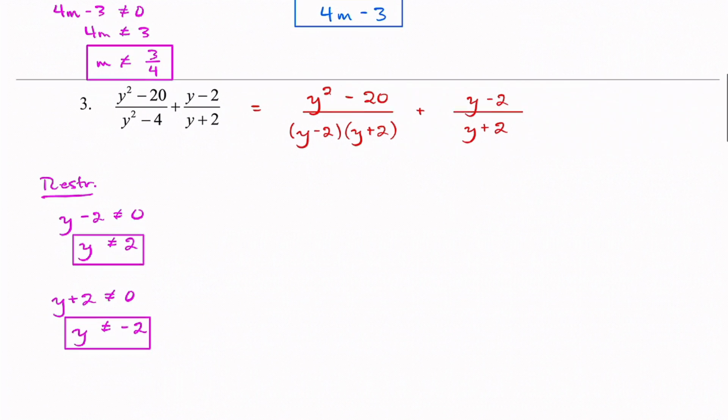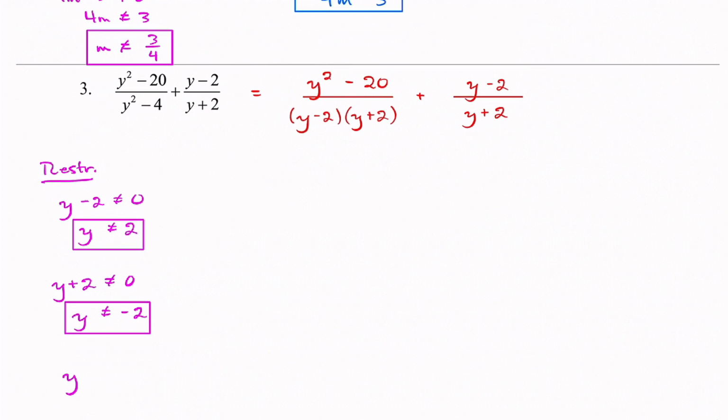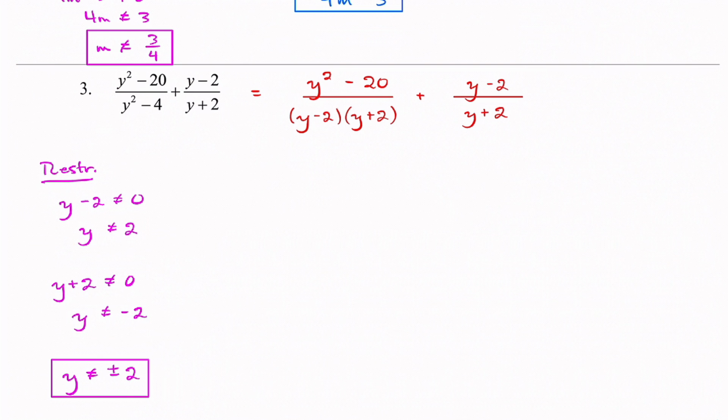If you wanted to write it even simpler, you could say y does not equal positive or negative 2. That would just be combining those two together. And then I don't need to box these other two because they're both contained within that one restriction. So back to our adding now.